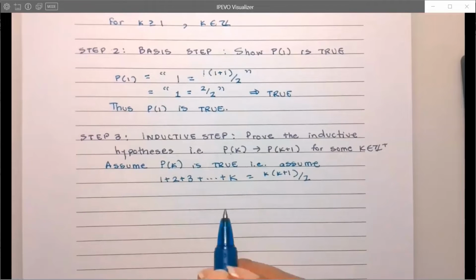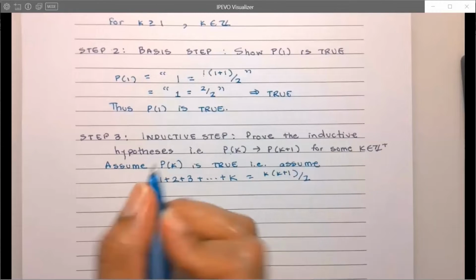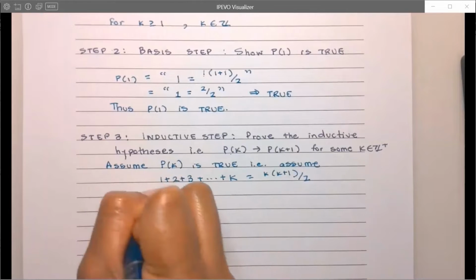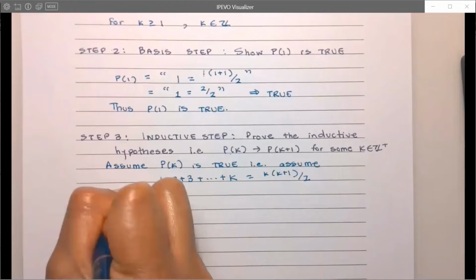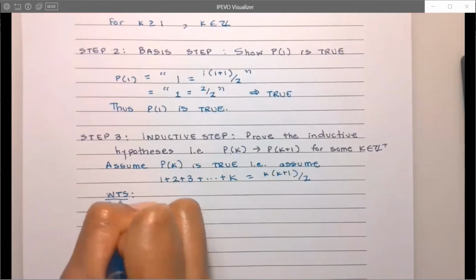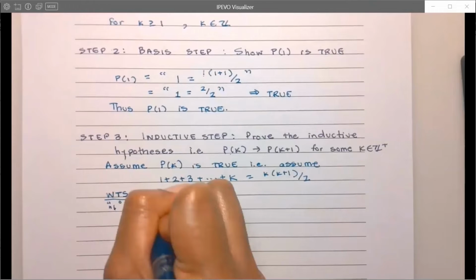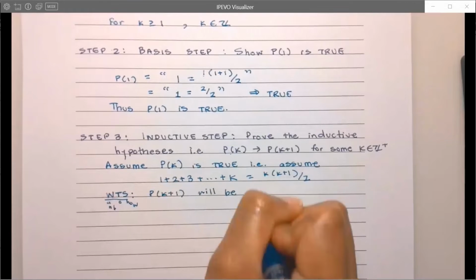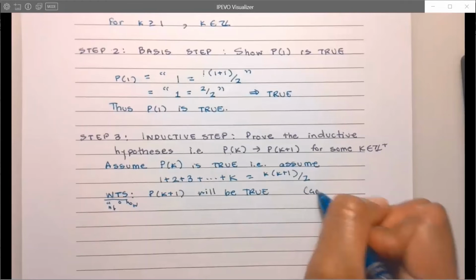Well, we are trying to show that P of K plus 1 is true. And P of K plus 1 would be what statement? Let me just write it here. So we want to show, this is actually something very common in some math textbooks, to write WTS as a short for want to show. Okay, so this just means want to show. We want to show that P of k plus 1 will be true. That's our goal. Now, what does that mean?